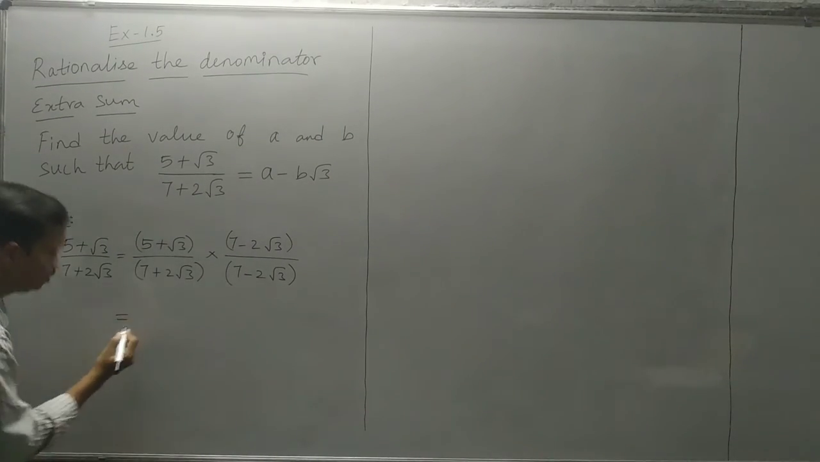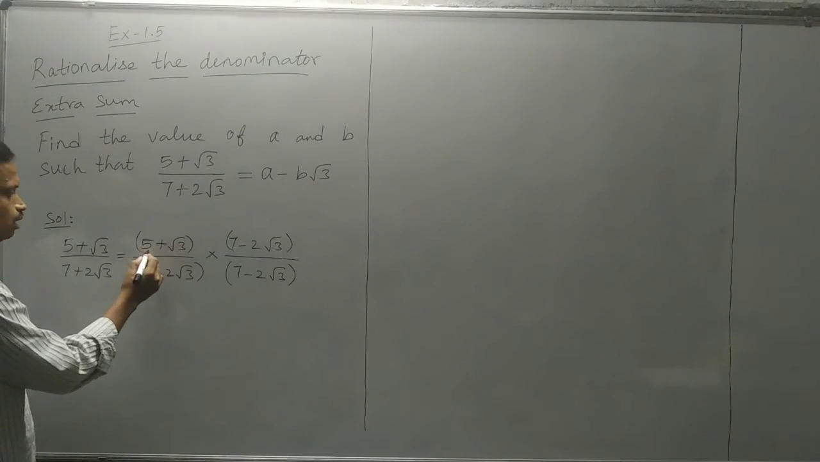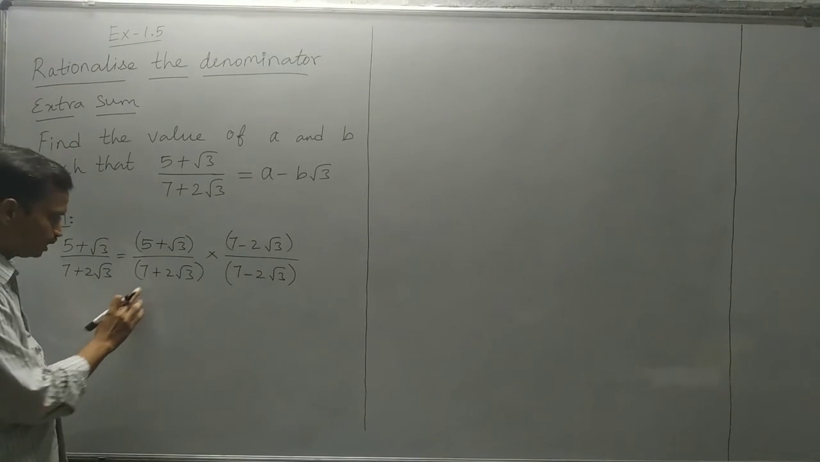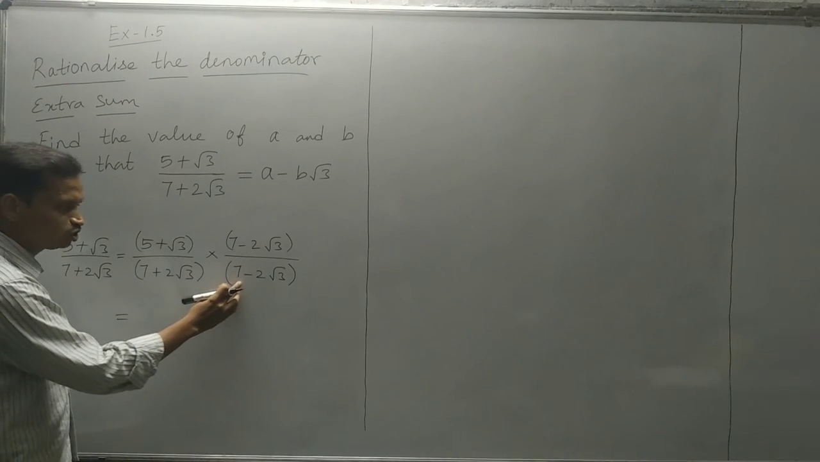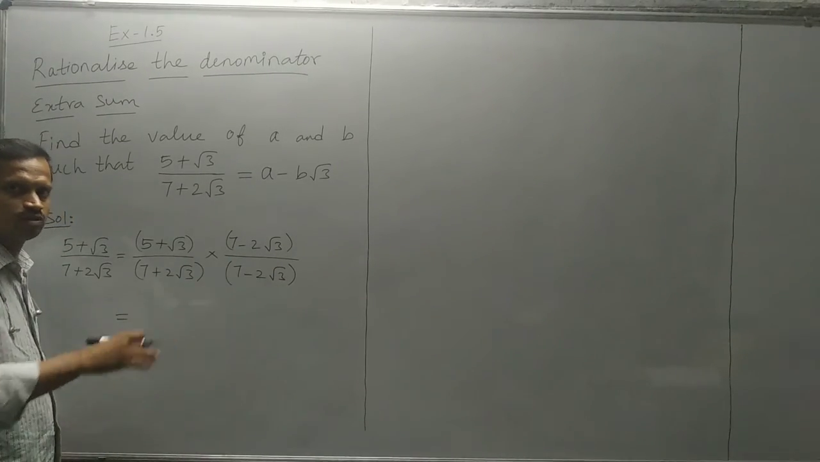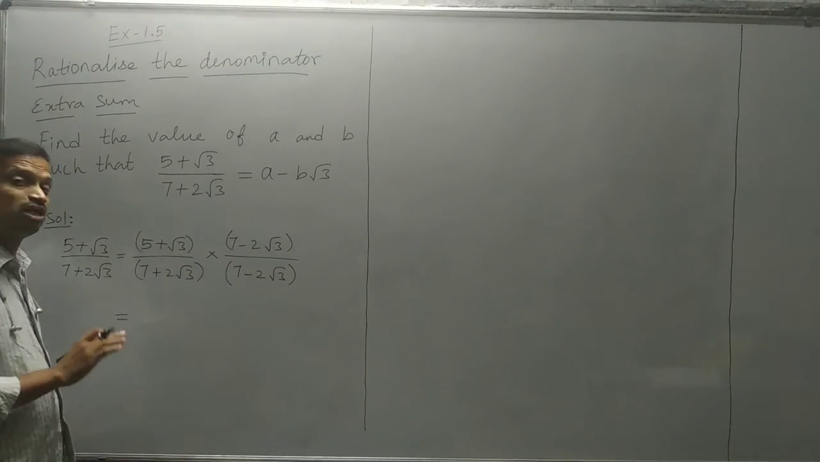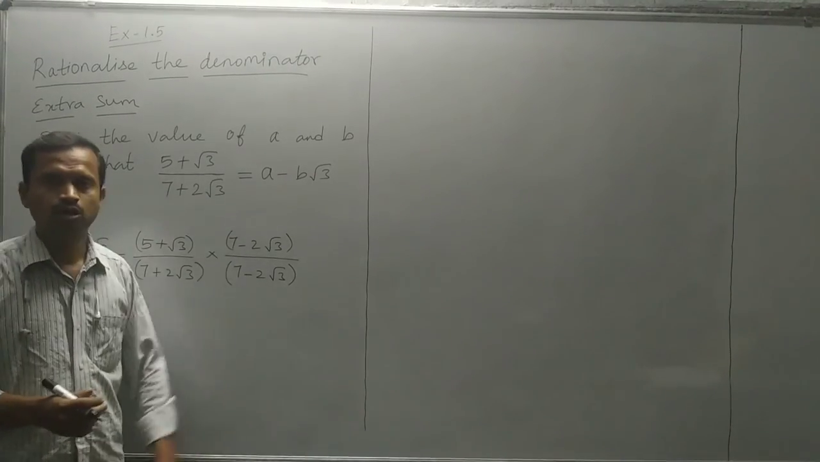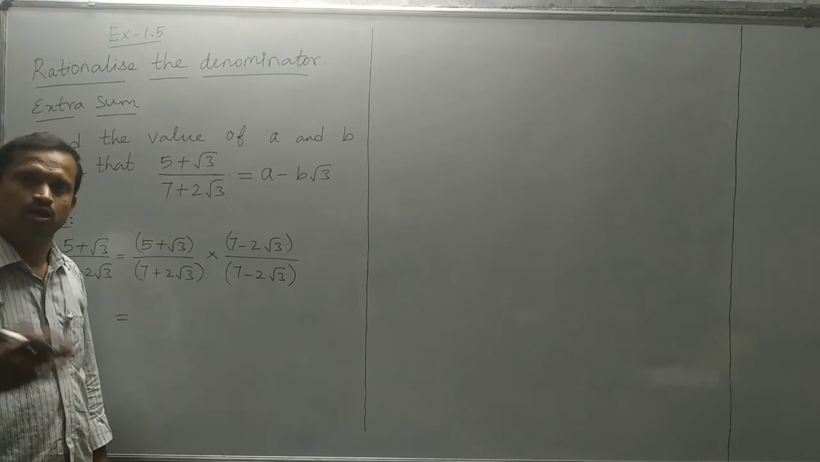So you see, easily we can do this. First of all, the denominator is very easy. (7 plus 2 root 3) into (7 minus 2 root 3). It is of the form (a plus b) into (a minus b), which I already wrote down before. So what is that? a square minus b square.